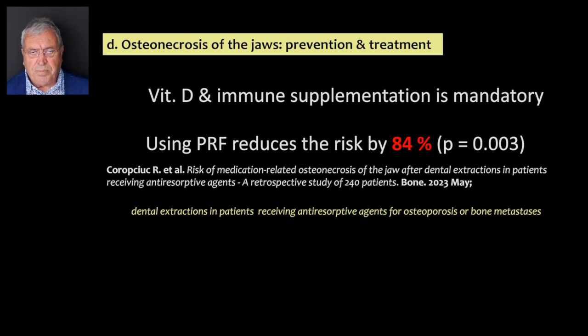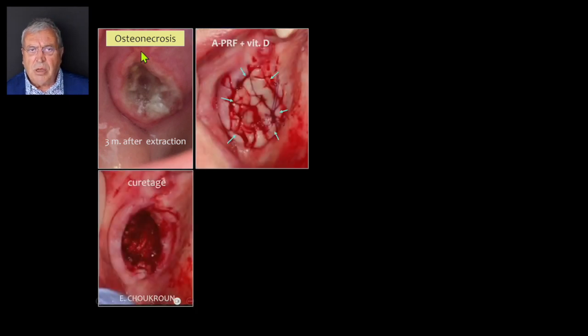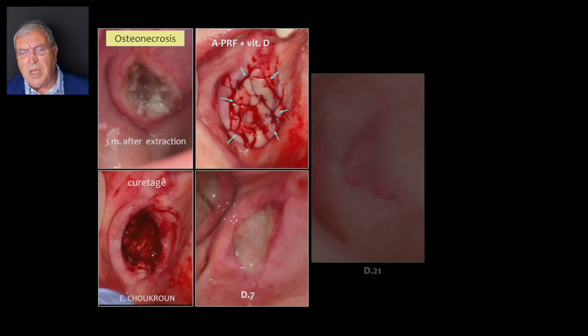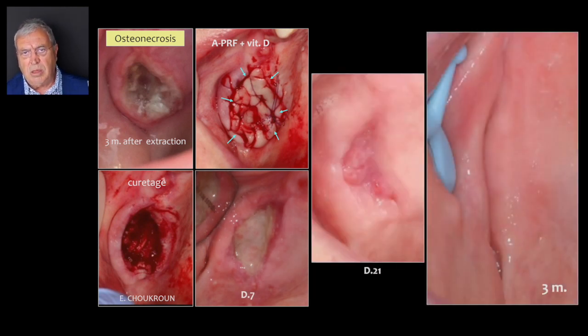This is the way. For example, a case of osteonecrosis starting after extraction, the treatment is very simple. Cleaning and using PRF. But the mistake is to try to close the flap. No. Please, leave open, because the fibrin will do the job, means making a new tissue and giving you a full healing after 3 months.